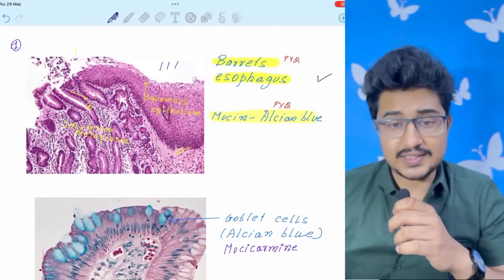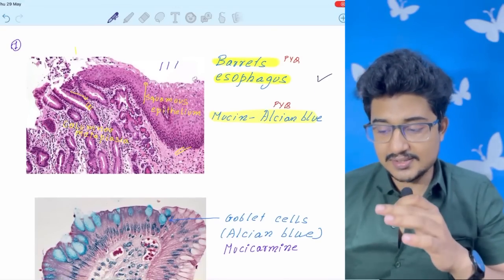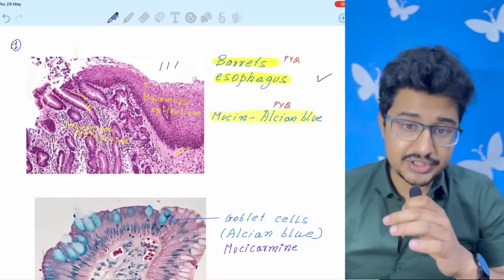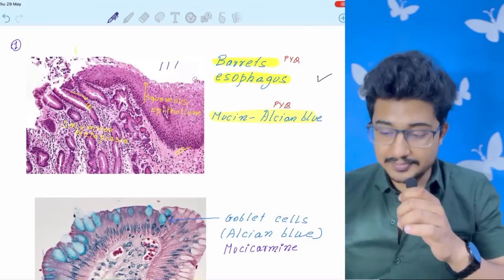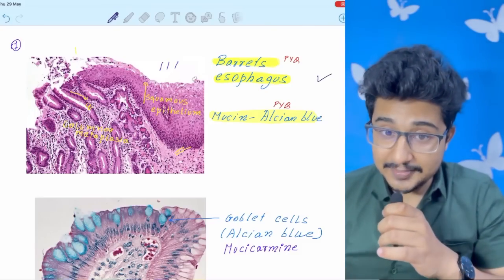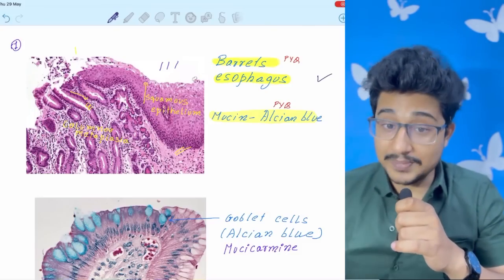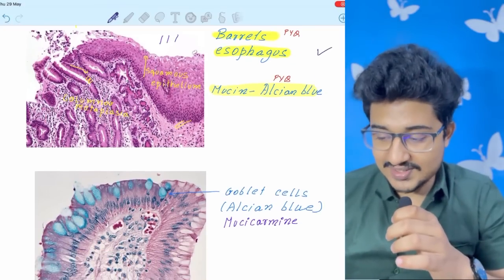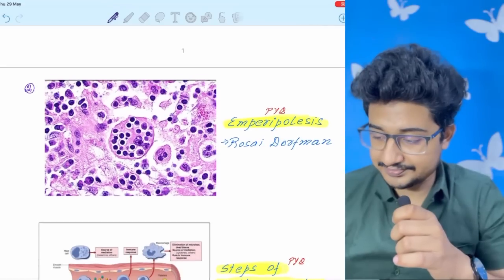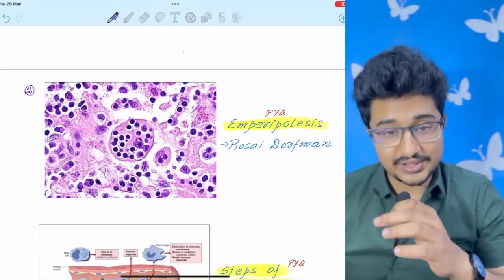And the special stain to confirm the diagnosis is to do an Alcian blue or mucicarmine stain to stain the mucus, because in the columnar epithelium there are goblet cells and goblet cells have mucin in them. So this is the special stain we use. Let's move on to the next image.